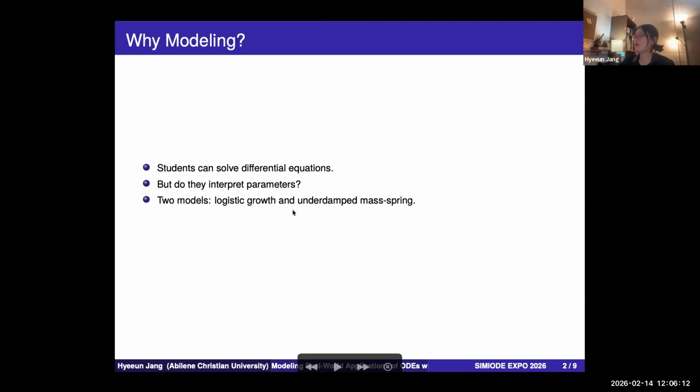In my ODE class, I noticed that students can solve the differential equations well, but they often do not interpret the model or what happens if a parameter changes. So my question is: what does this parameter mean? What happens to the solution behavior if we change this number or that number? Today I brought two models, logistic growth and underdamped mass spring.